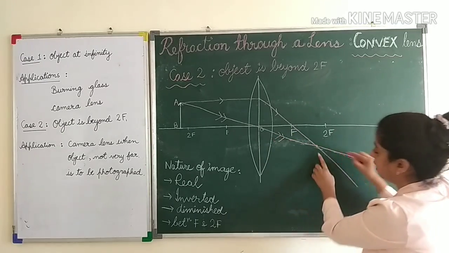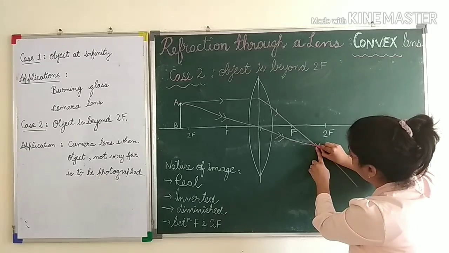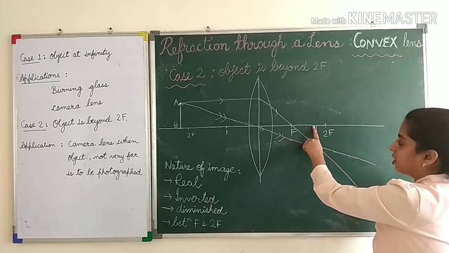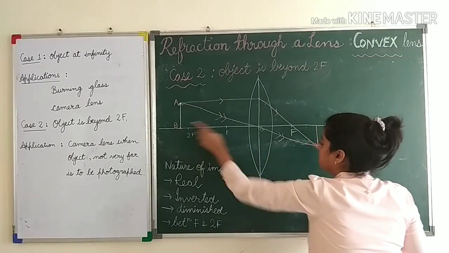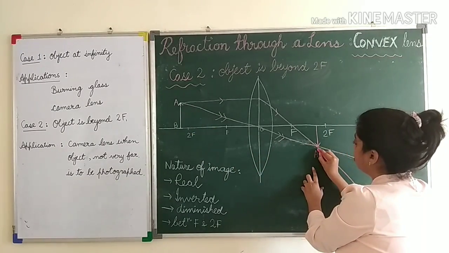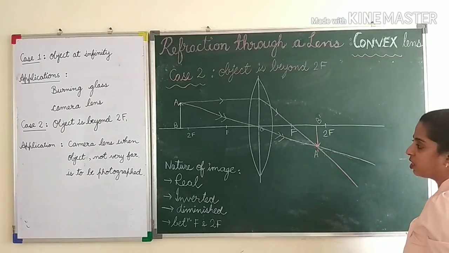So you can see these two rays are meeting here. Make an arrow where they are meeting and make the tail on the principal axis. Object's tail also on principal axis, image tail also on principal axis. So name the image as A dash, B dash. Okay. What is the nature of the image?